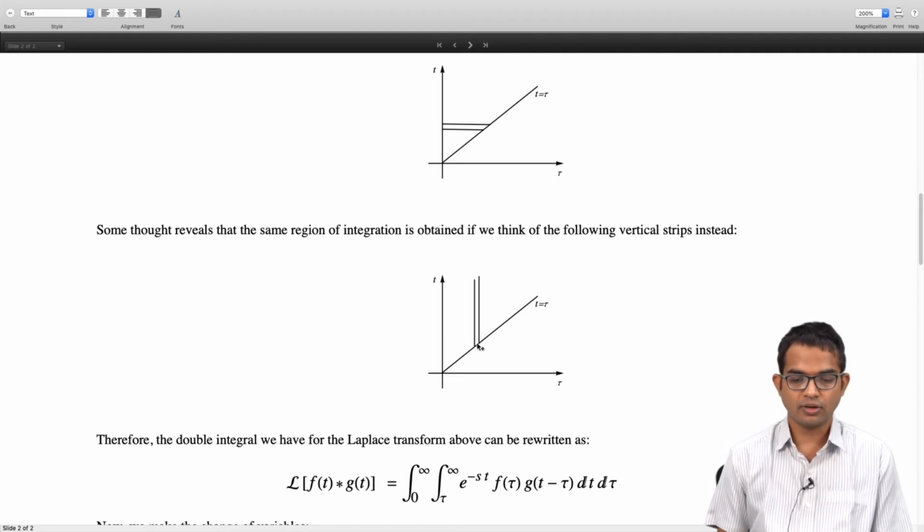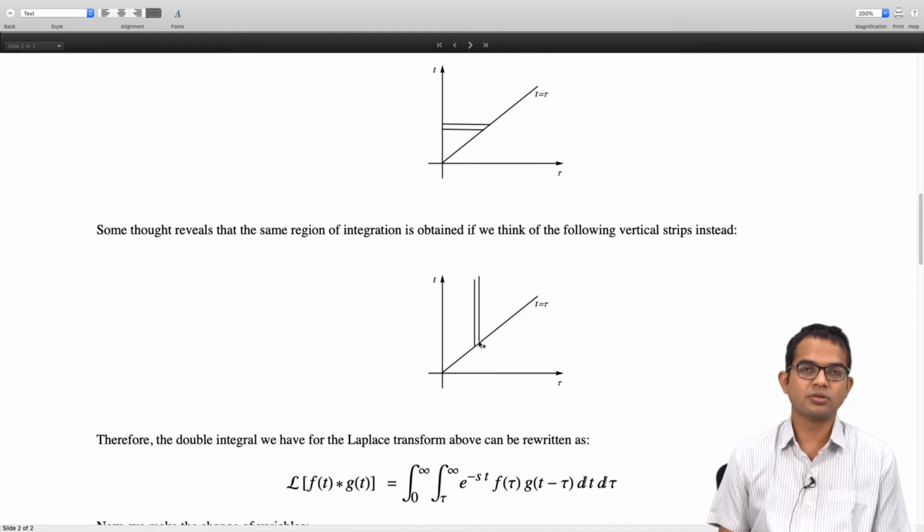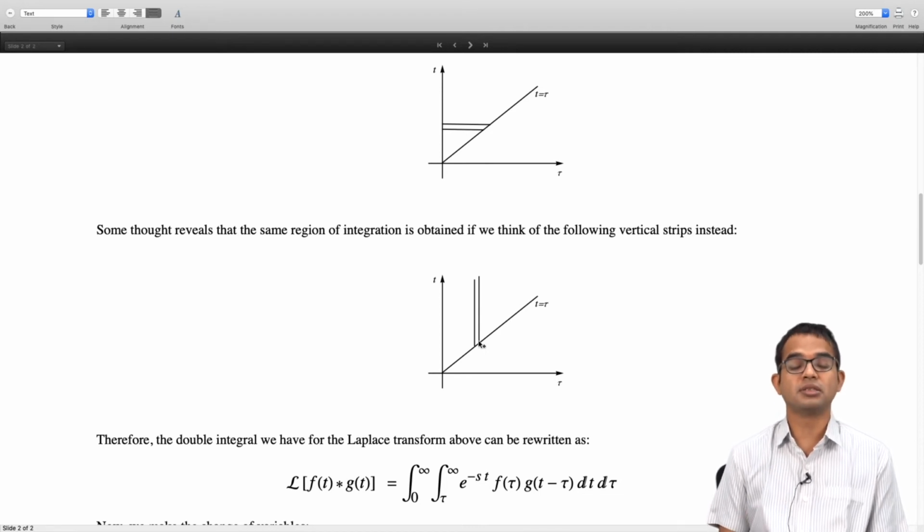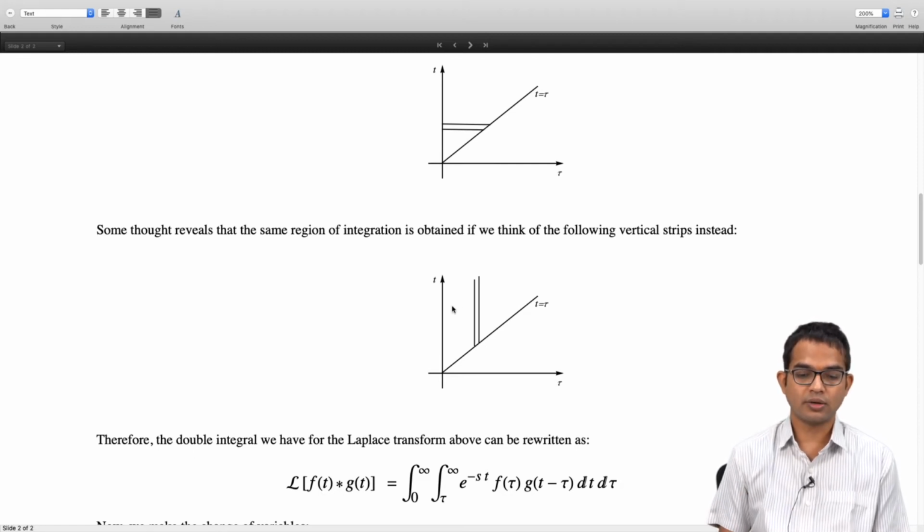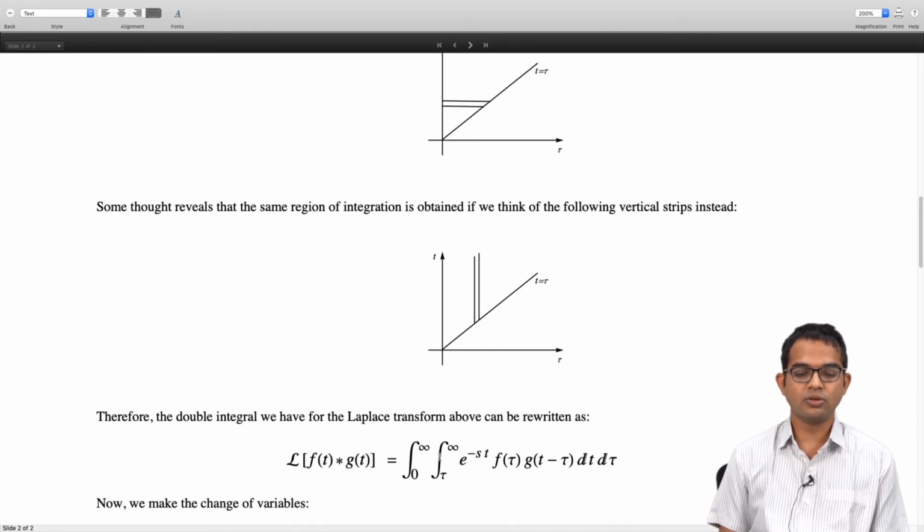So look at one strip. What have I done? I have fixed tau to be some value. Tau itself can take all values from 0 to infinity, but if I fix tau to be a certain value, you're supposed to think of a strip from tau to tau plus d tau. Within this strip, t cannot take all values. t will take only values from tau, because after all, you're going to cover this same region as here, right? And in order to do this, I will restrict t to go from tau all the way up to infinity, right?